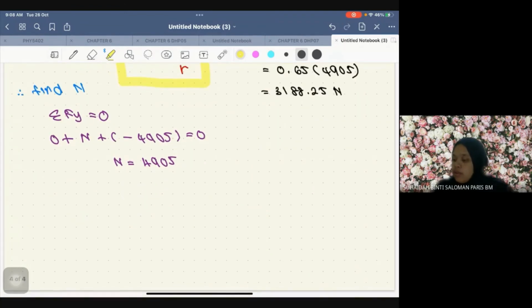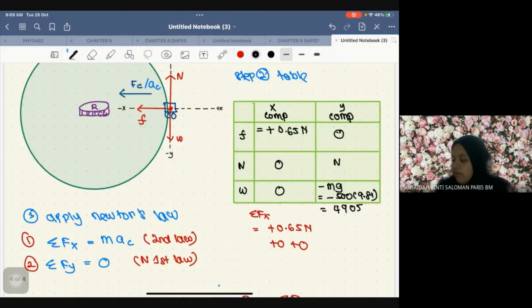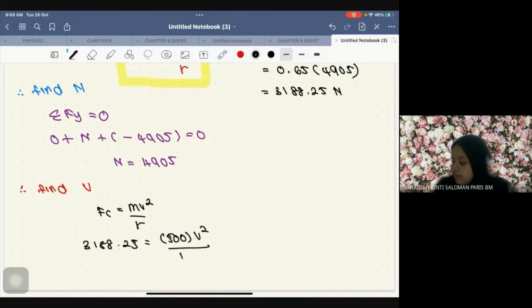Okay, so masuk dalam equations, find the velocity, apa yang soalan tanya. So awak tahu FC sama dengan mv squared over R. So FC is 3188.25, mass is 500, velocity the one you are calculate, and the radius of the circle is 10 meter. So akan dapat berapa ni? Velocity adalah 7.99 m/s.